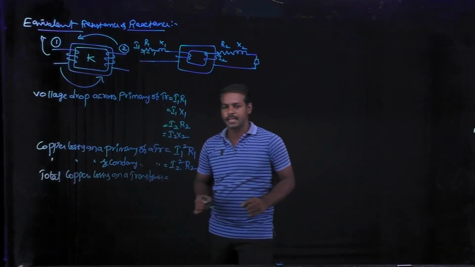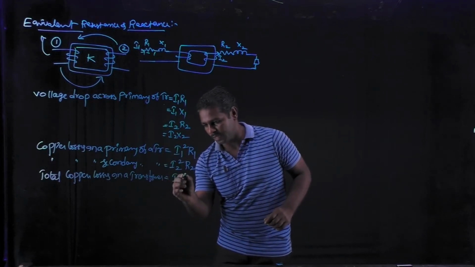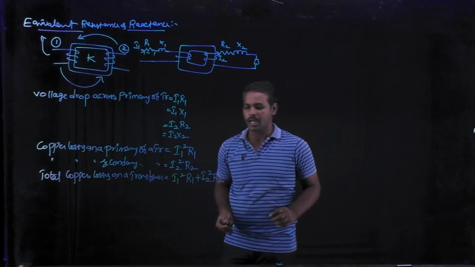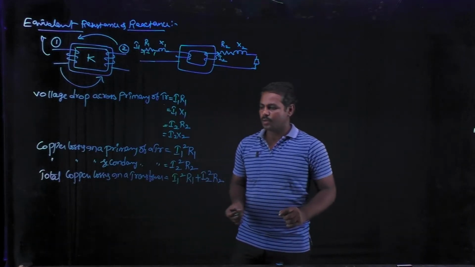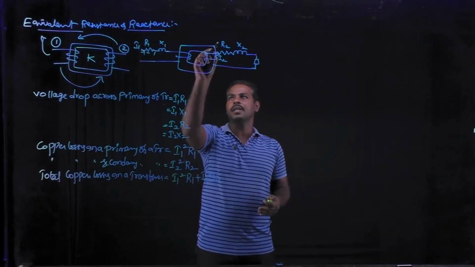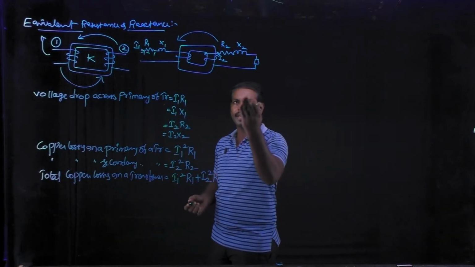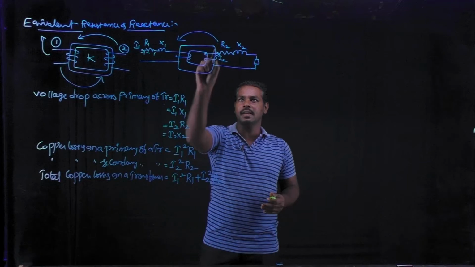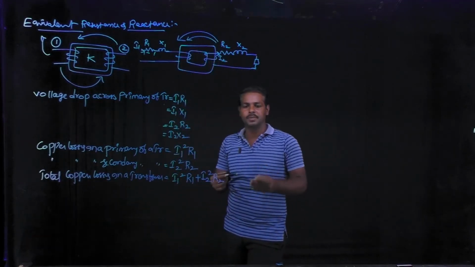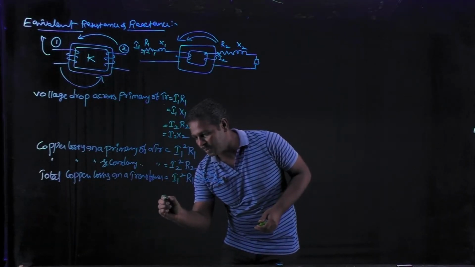Total copper loss in a transformer is equal to the summation of these two, I1 square R1 plus I2 square R2. Our objective in this procedure is to refer the secondary parameters to the primary side, so that we can simplify everything into a single circuit. The common factor for the primary side is I1.